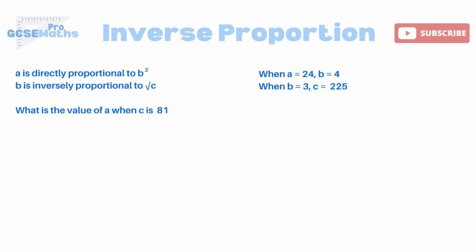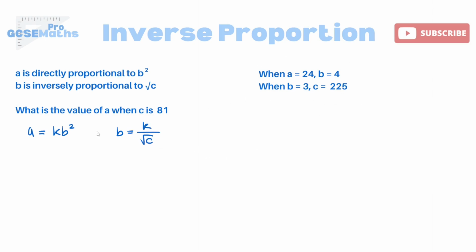Okay, this is basically exactly the same question. I just made it slightly more complicated because we've got some squares and some roots in there as well. So a is directly proportional to b squared, b is inversely proportional to root c, and the question is, what is the value of a when c is 81? So let's go through those 3 steps again. The formula for direct proportion is a is equal to k b squared. The formula for inverse proportion is b is equal to k over root c.